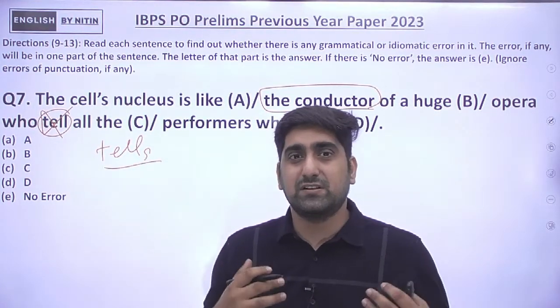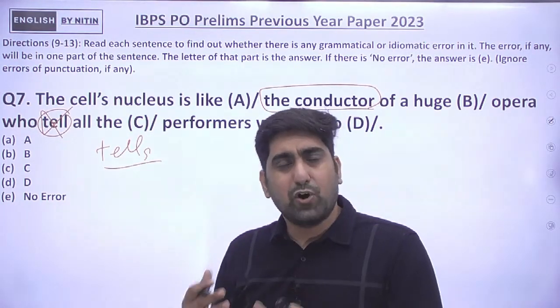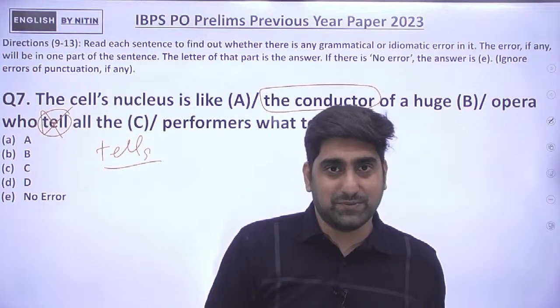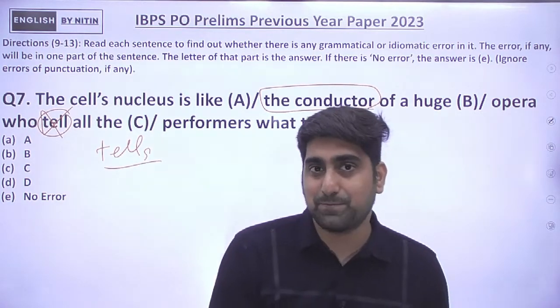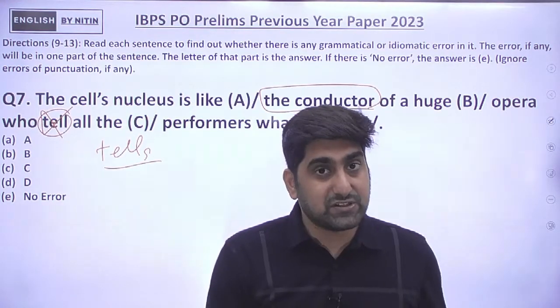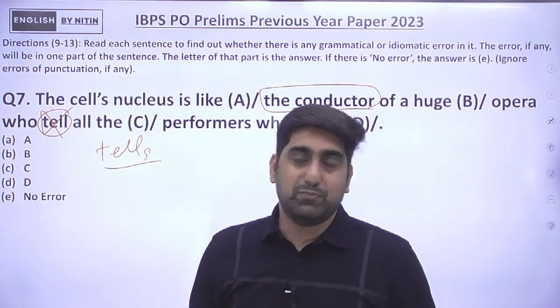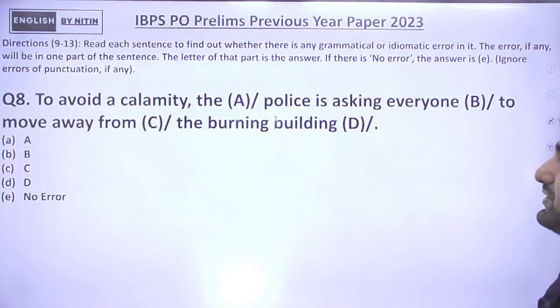It is the concept of subject-verb agreement. A verb always agrees with its subject, according to the number of its subject. If the subject is singular, the verb will be singular. If the subject is plural, the verb will be plural. Now, the answer is option choice number C.